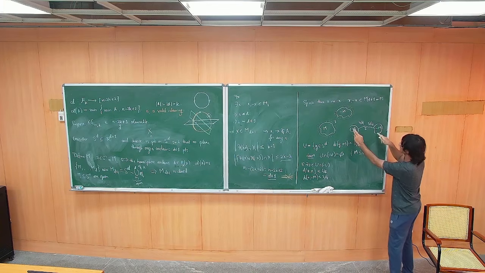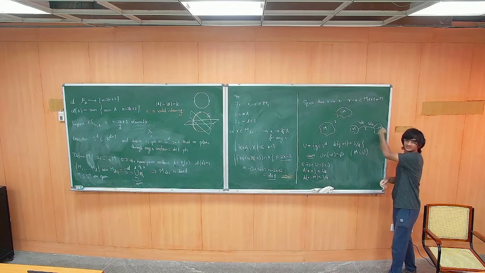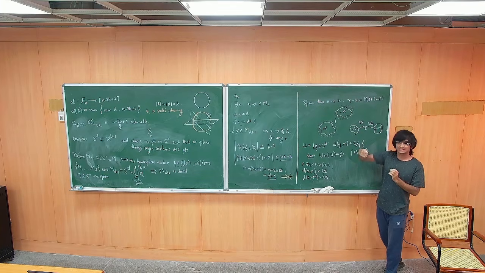So the minimum distance between m and minus m must surely be less than this. So that's delta by 2. But we assumed that the minimum distance is delta. So it's a contradiction.